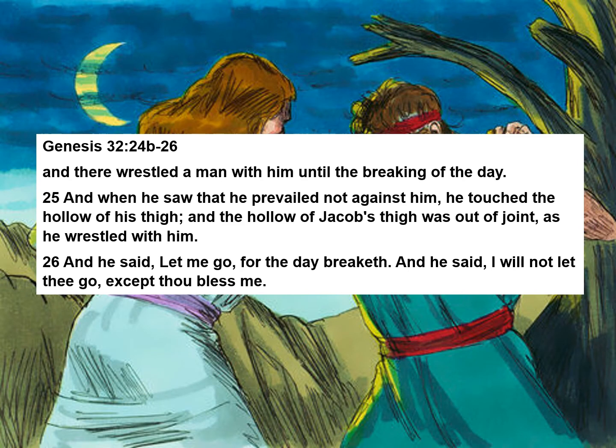Genesis 32:24b through 26. And there wrestled a man with him until the breaking of the day. And when he saw that he prevailed not against him, he touched the hollow of his thigh, and the hollow of Jacob's thigh was out of joint as he wrestled with him. And he said, Let me go, for the day breaketh. And he said, I will not let thee go, except thou bless me.